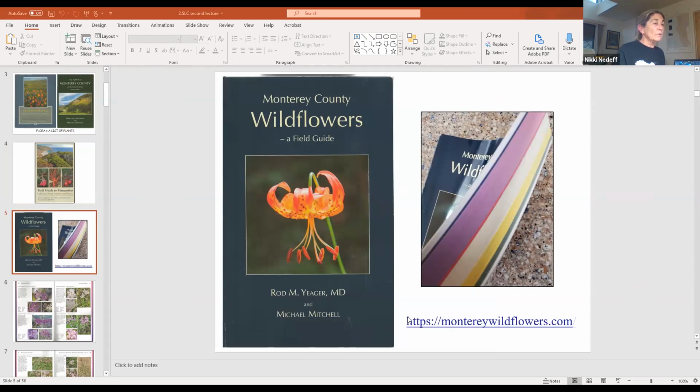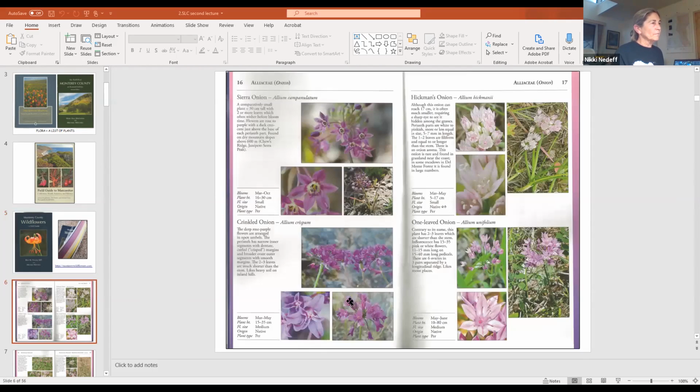Now, this book also is associated with this particular website, MontereyWildflowers.com. I mentioned this last week, an amazing compilation of photographs and very short written descriptions. The index has scientific names, common names, and colors. If you haven't perused this website, it's a gold mine. I really encourage you to do that. And it builds upon the book that Michael Mitchell wrote.